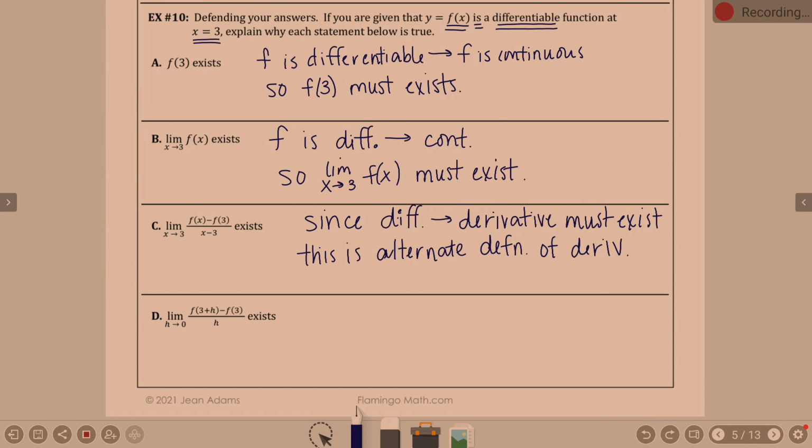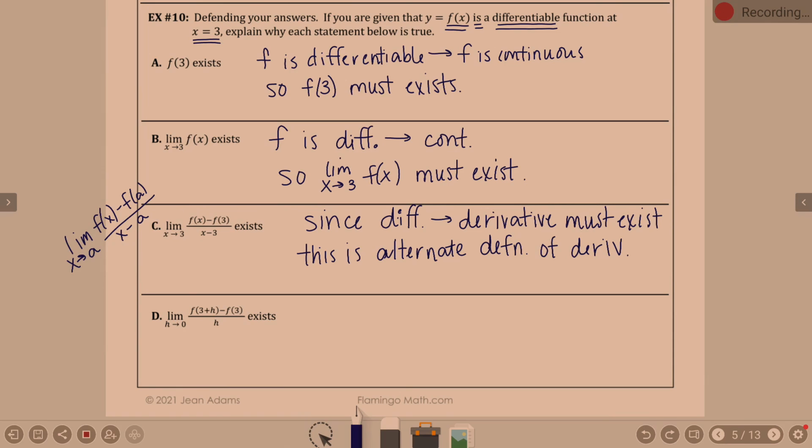And I don't know if it helps you on this one or not, but basically this was the form: limit as x approaches a of f of x minus f of a over x minus a, right? That's the form. And that's what you need to be able to recognize, right? I told you that from the beginning. That's why I have to teach definition of derivative, because you have to be able to recognize that.